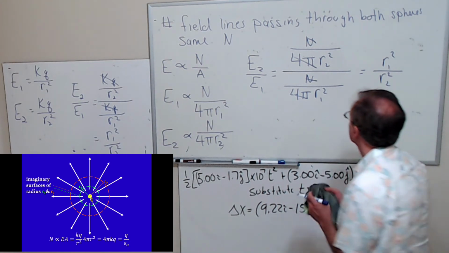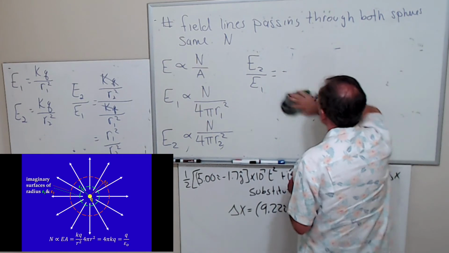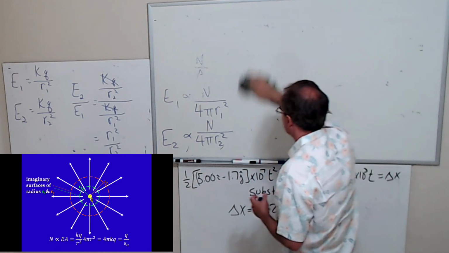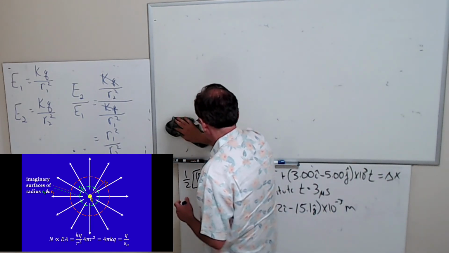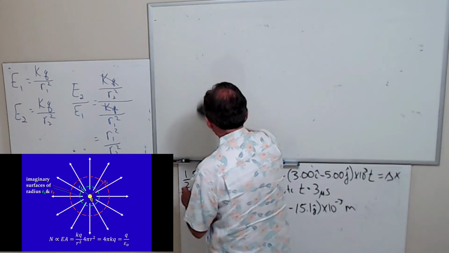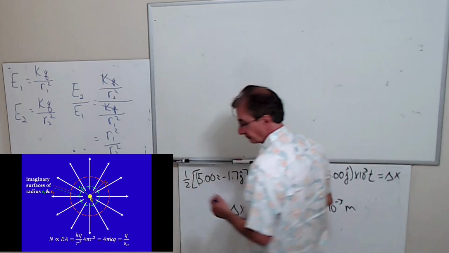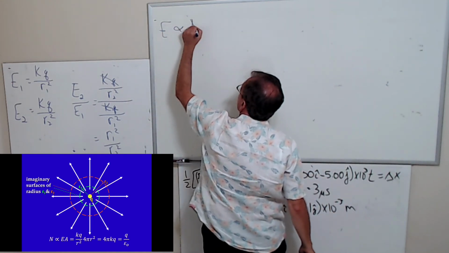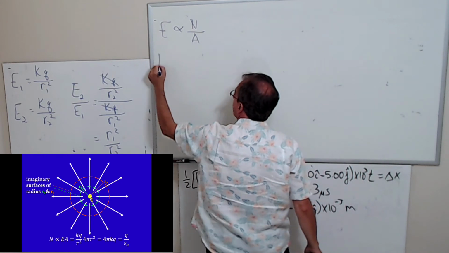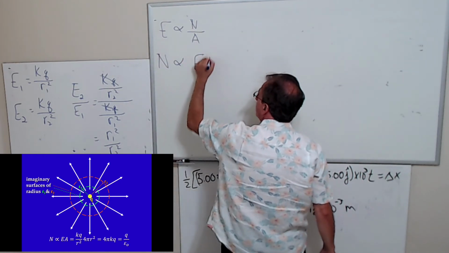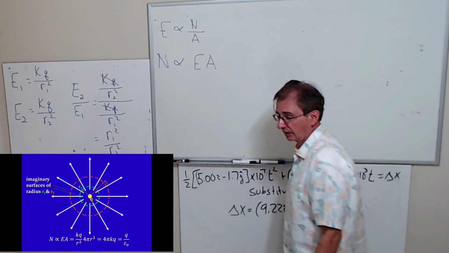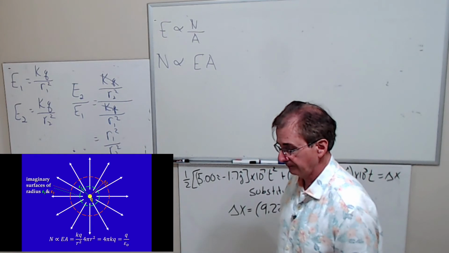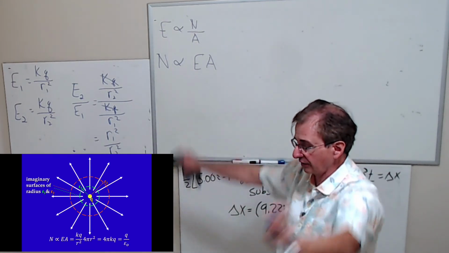Okay. Now I want to calculate N. I want to look at an expression for N. What does it depend on? So I know that if E is proportional to N over A, then N has to be proportional to E times A. I have no idea what the proportionality constant is. Remember, N is just an arbitrary number. It's just these field lines that are flowing out of the surface.